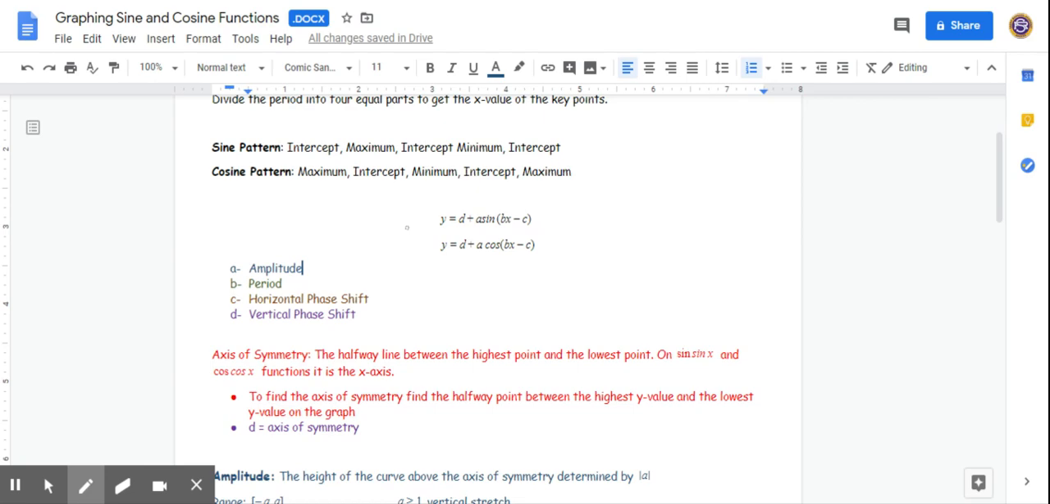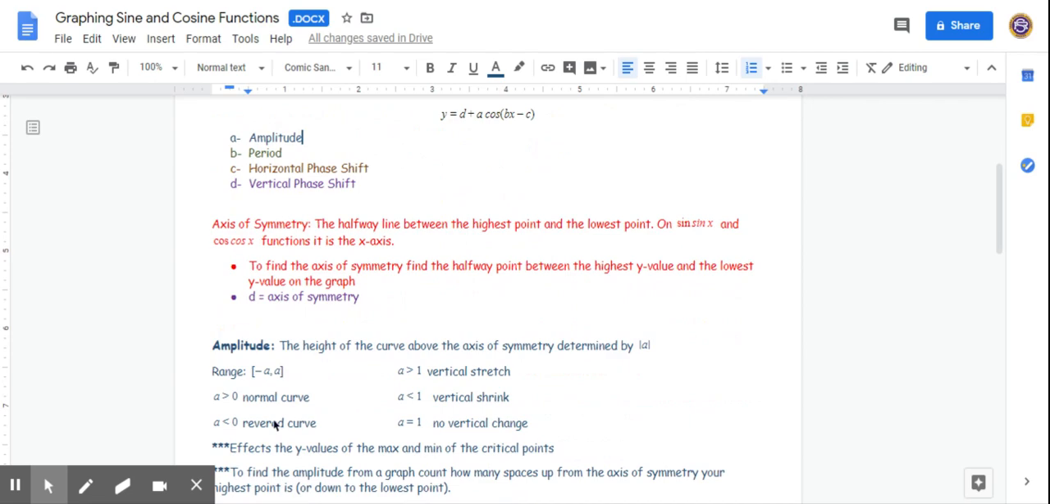So we're first going to start with talking about A, which represents amplitude. Before we get into what that is, we need to know what an axis of symmetry is. And for these functions, it's going to be a horizontal line. It is the halfway line between the highest and lowest point on the sine x or the cosine x function.